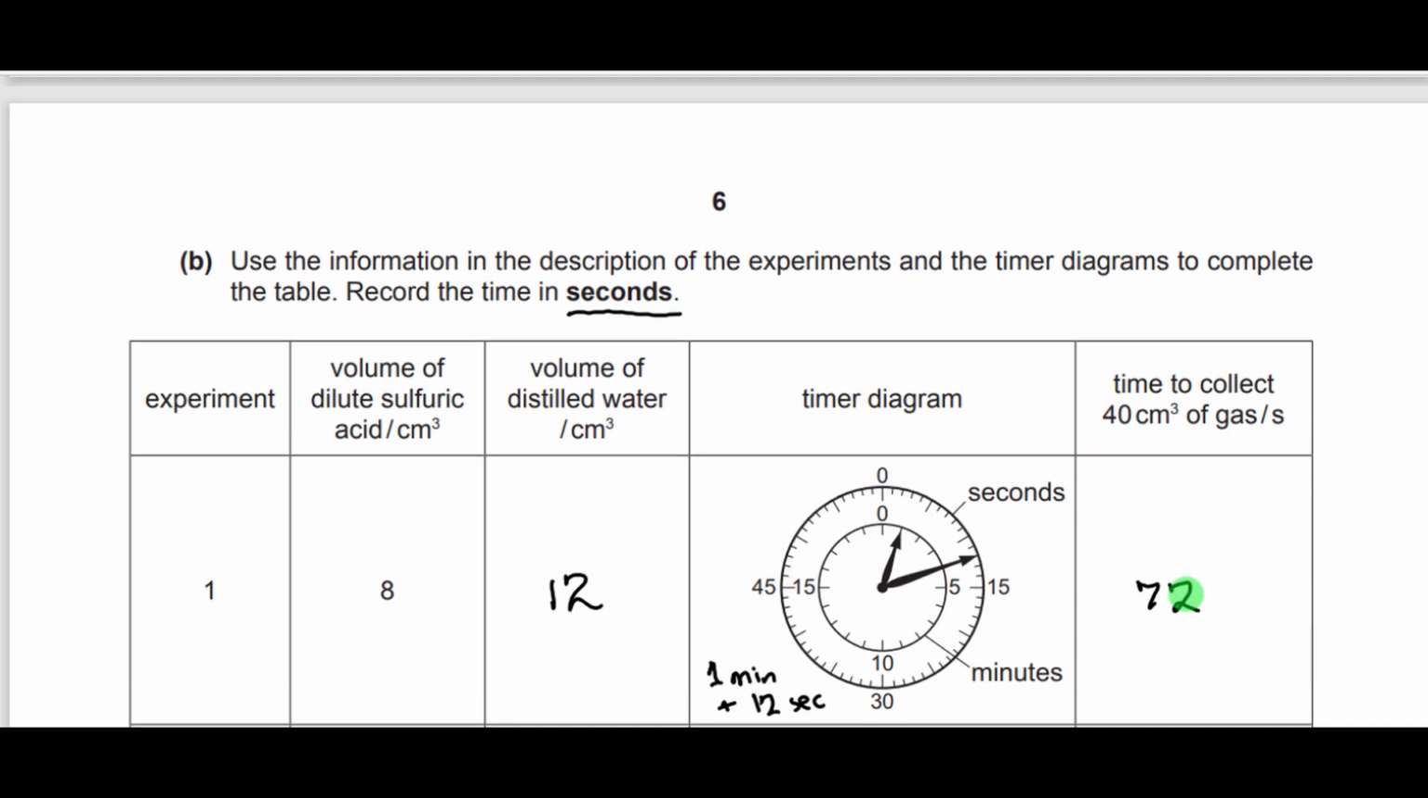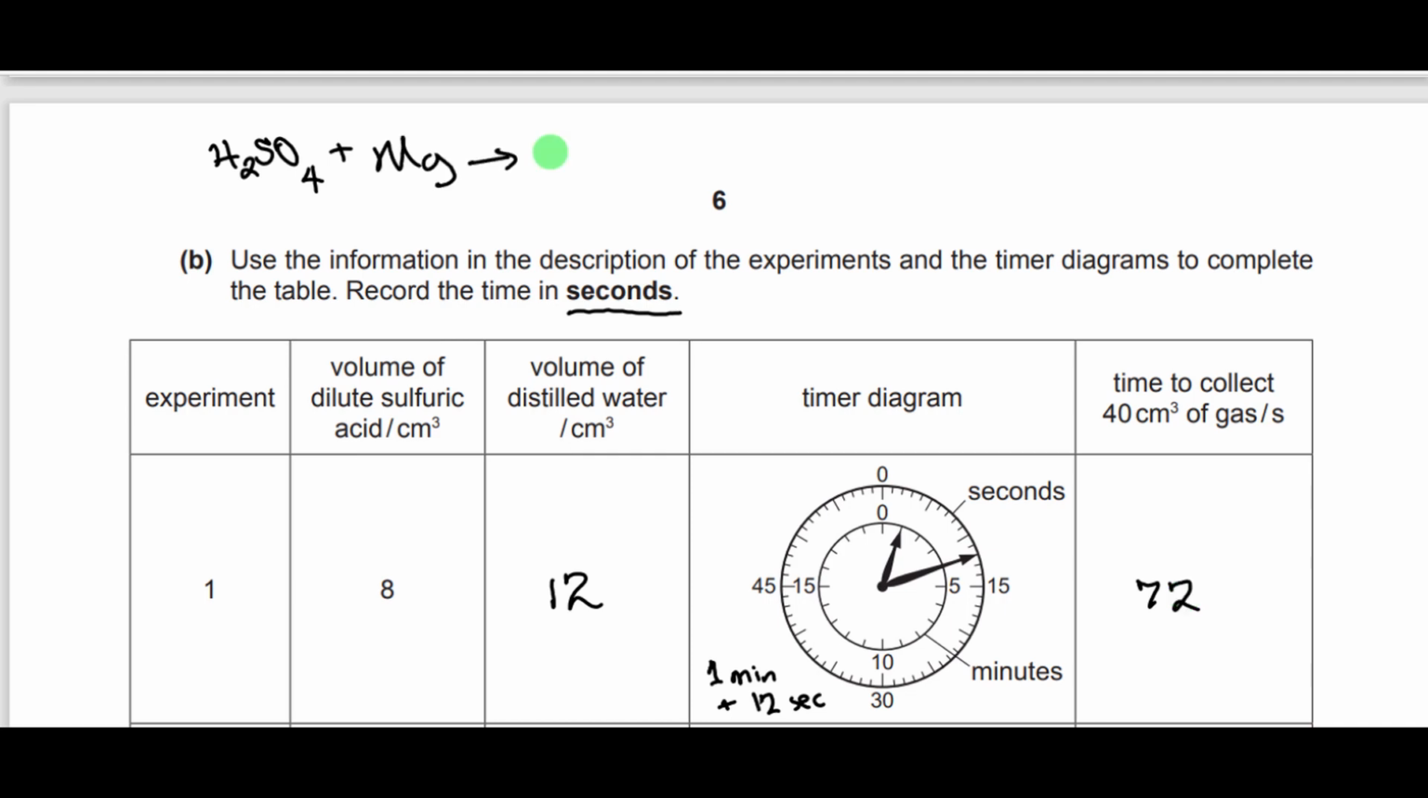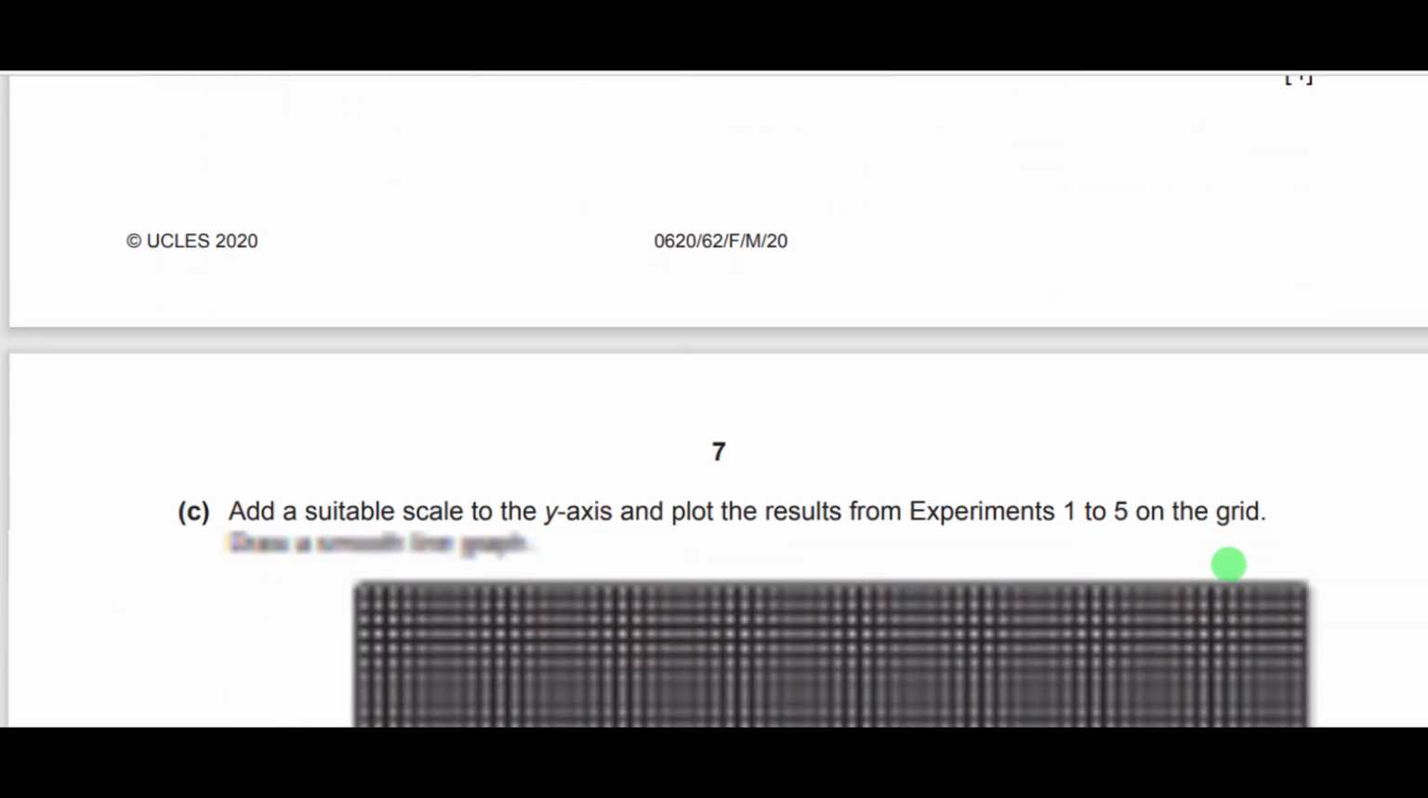So let me write the equation of reaction here. Whenever you have a question like this, don't forget to first of all write the equation of reaction to guide you. Magnesium plus H2SO4 gives us magnesium sulfate and what? Hydrogen gas. So displacement reaction. Fine. Okay, so let's move on to the next question.